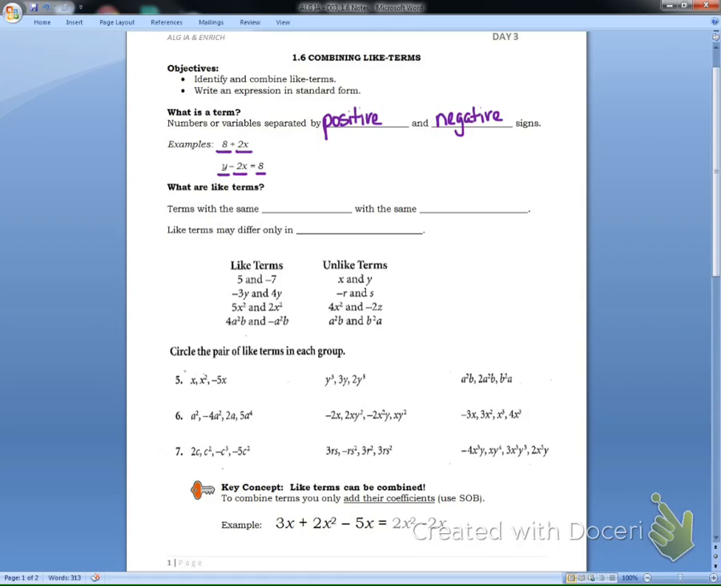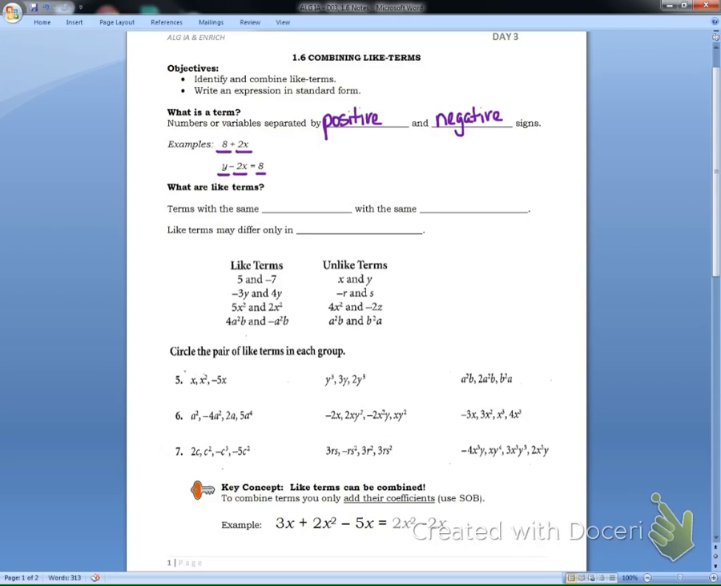The y minus 2x equals 8. Now the y and the 8, you don't see a positive sign, but we assume that it is positive if you do not see the positive sign. Same in the expression of the 8 plus 2x. We assume that that is a positive sign.